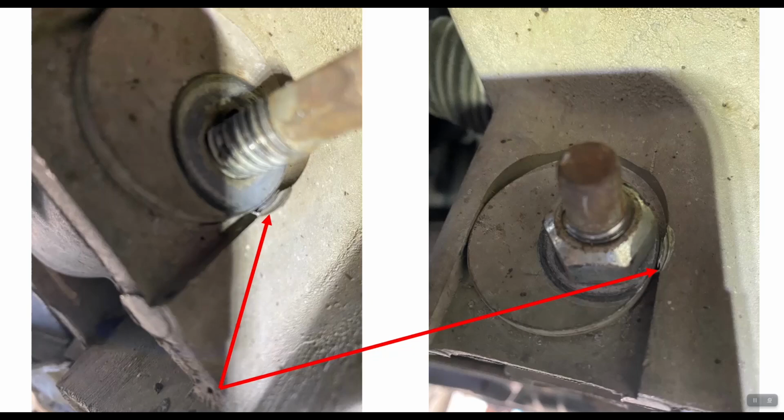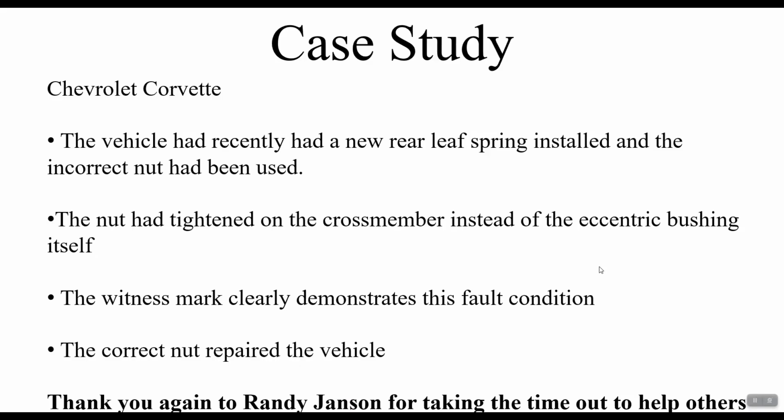So the fix is to remove the nut, replace it with the correct nut. I think this is great here. Look at that, the witness mark in the chassis. Same again there. Obviously the correct nut has been installed. Look how the thread has changed as well. How many turns we are down on the thread. And the witness mark that's been left in the chassis there as well. Okay. So it had rear leaf springs installed and the incorrect nut had been used. The nut had tightened on the cross member instead of the eccentric bushing. Witness marks, they clearly demonstrate the fault condition, and the correct nut repaired the vehicle.